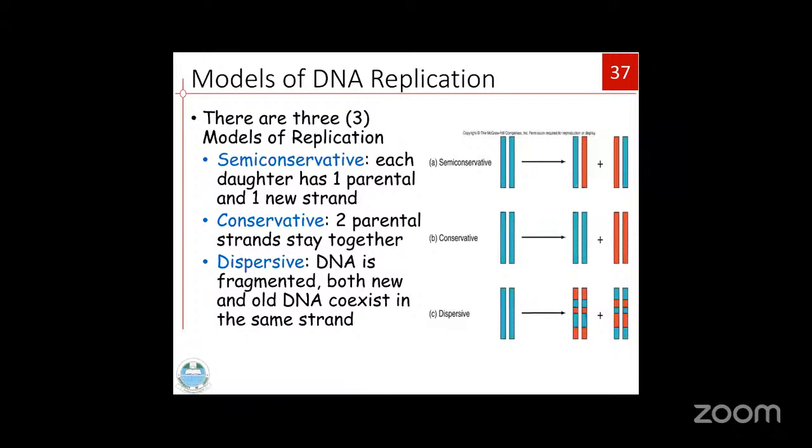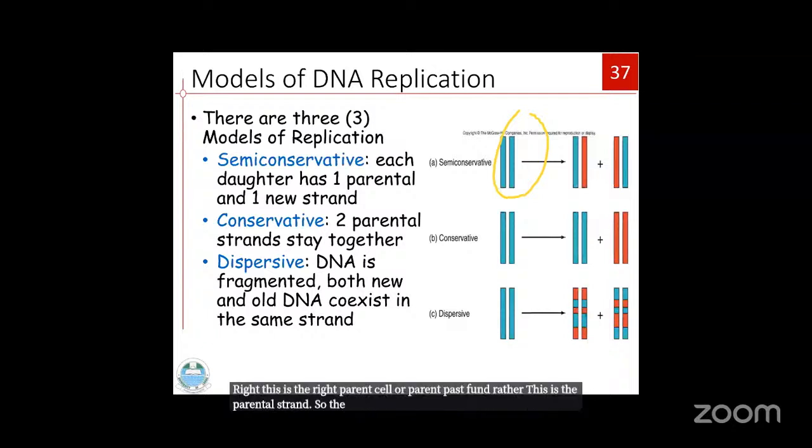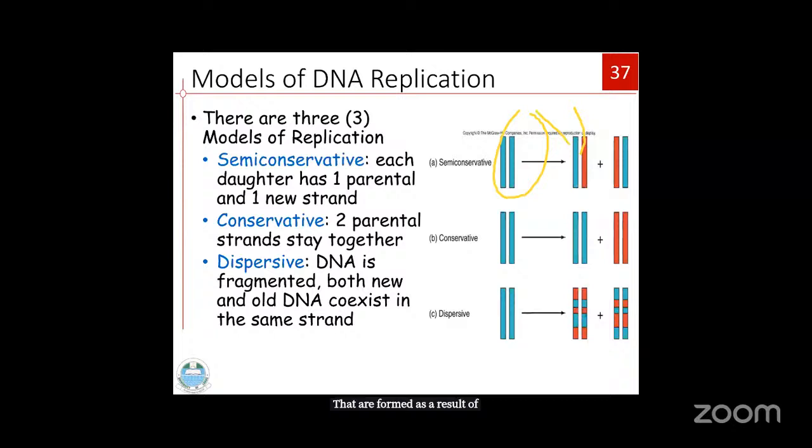As displayed here, this is the parental strand. So the semi-conservative model is saying that in DNA replication, what we have eventually is one parental strand and the other a new strand that is formed as a result of DNA replication.